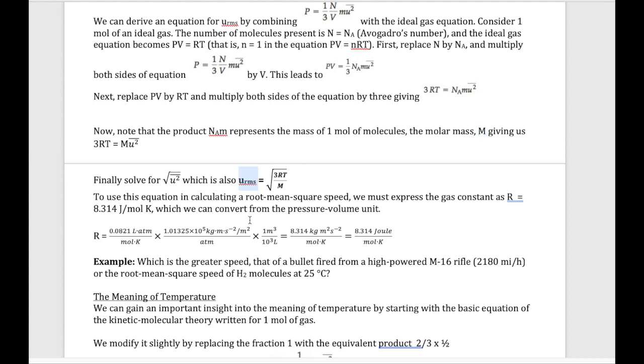This is of course our root mean square speed that we talked about earlier, because it's the square root of the average speed that has been squared. That's a really important expression that you want to remember. In this case, this is how you calculate your root mean square speed for a gas.